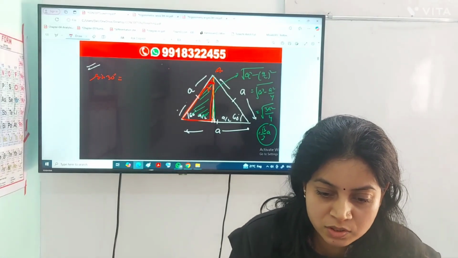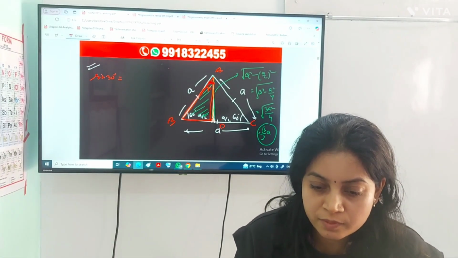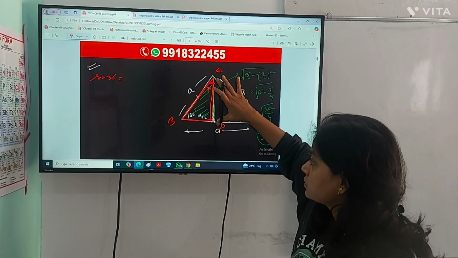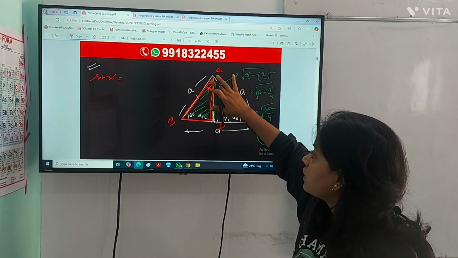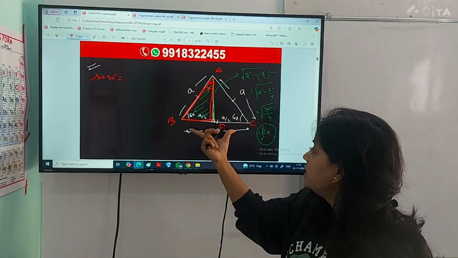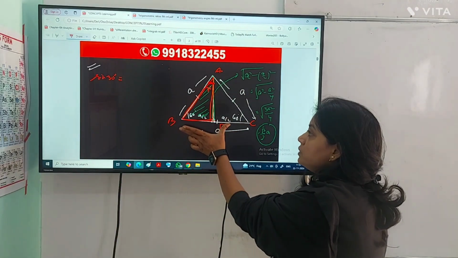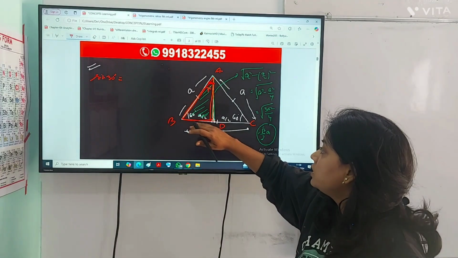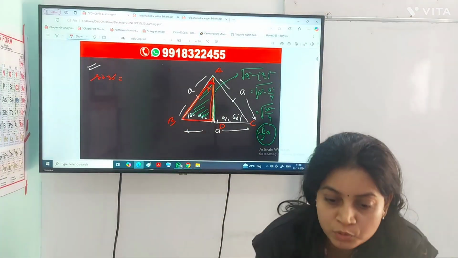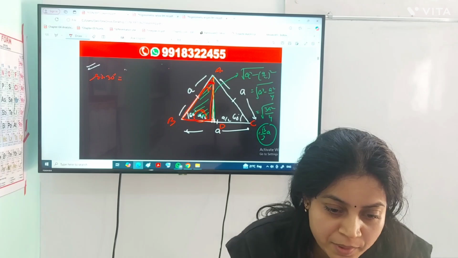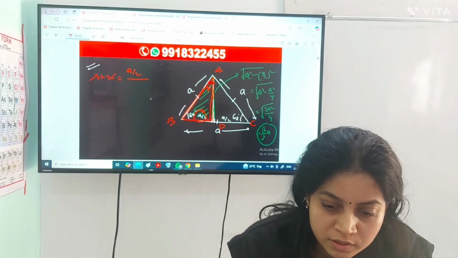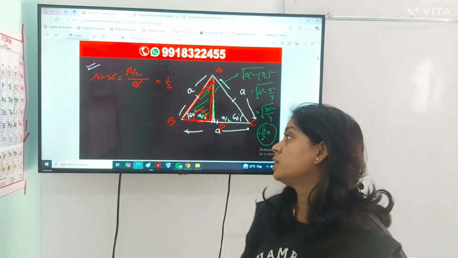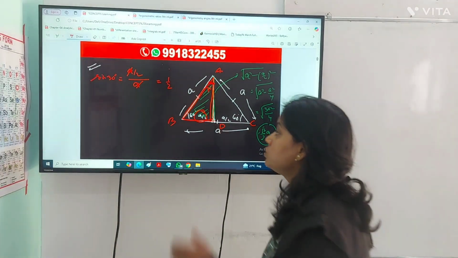So if you are taking 30 degree as angle, then base will be, I'll just mark it A, B, C and D. So if I am calculating for the angle A, then AD will be the base because we are calculating for the 30 degree, and BD will be the perpendicular. So if you are calculating sin 30, then it will be P by H. So perpendicular I have taken it A by 2, so it is A by 2 and hypotenuse is A. Simply it is 1 by 2.